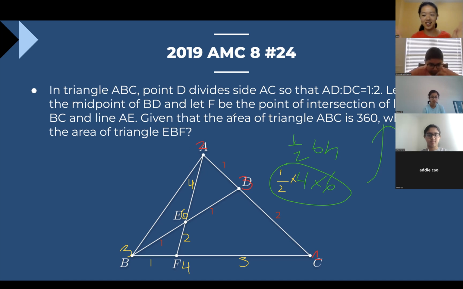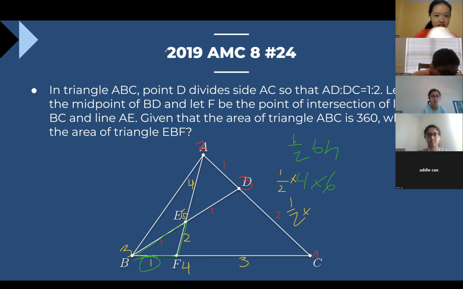Now this does not actually equal 360. That's not the actual length of the triangle. We don't know the actual length, and I don't know if you can even solve for it, but we don't need to, because we want to look at this tiny triangle here. What is the base length of the tiny triangle? It's 1, so let's write 1. And the height is 2.